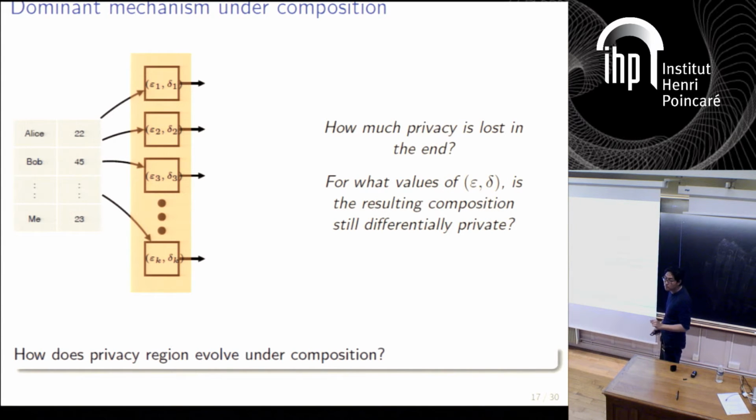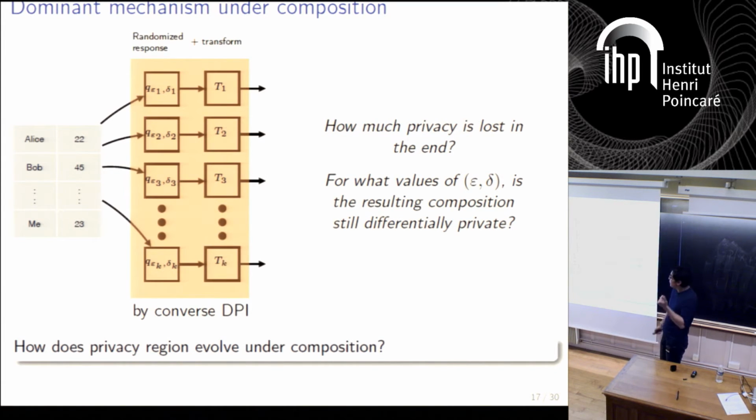Any mechanism, k different mechanisms. And what we know from the converse DPI is that, well, any mechanism, each one, can be replaced by the randomized response, which is the dominant mechanism, plus some statistical transformation. There exists some for each one. Here, we're only focusing on one neighborhood with two databases.